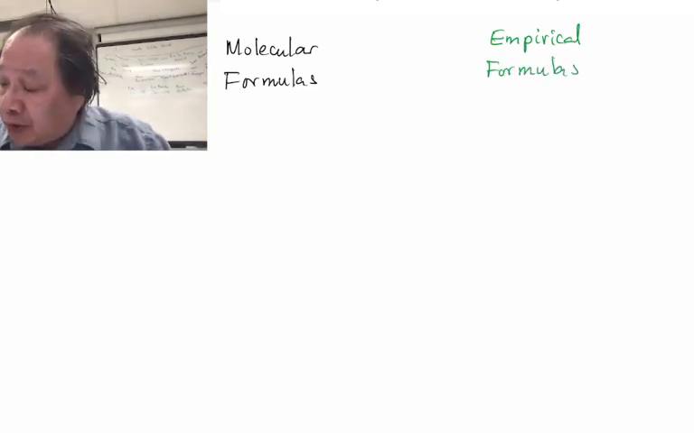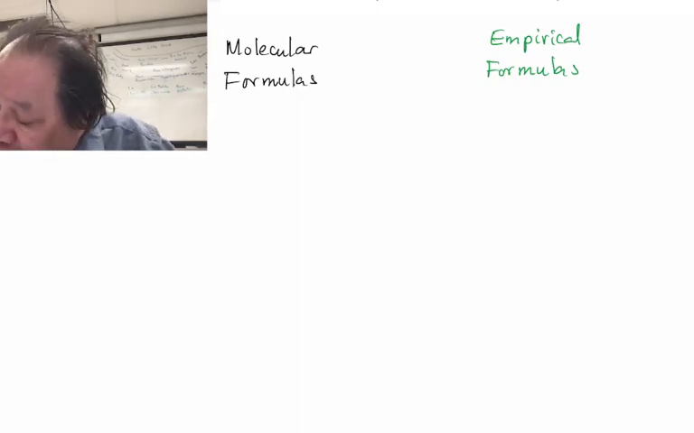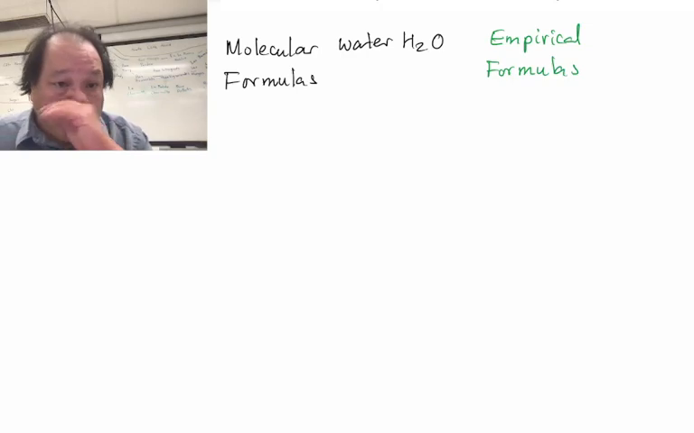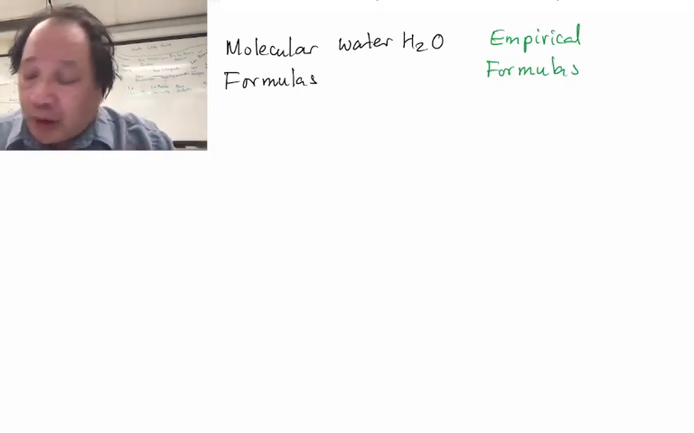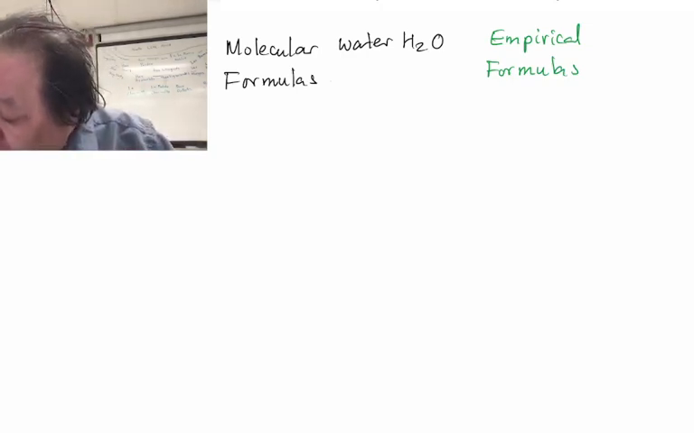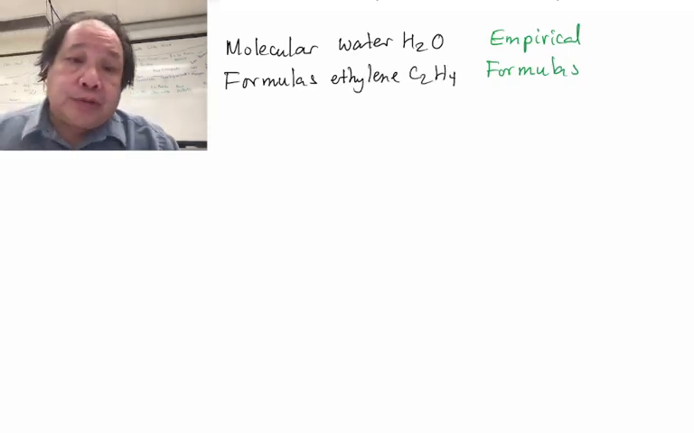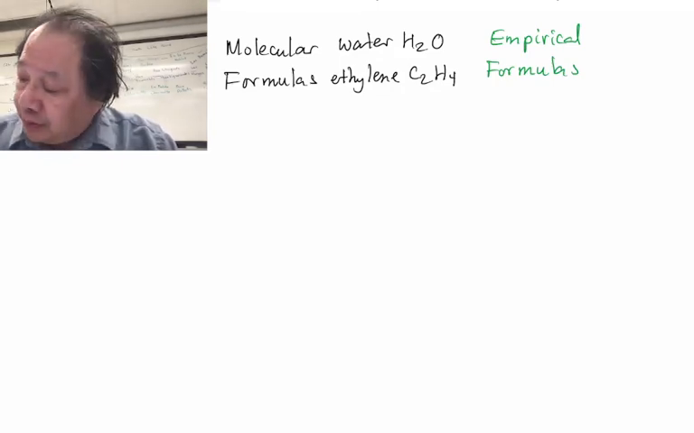For molecular formulas, for example, for water, the molecular formula is H2O. There are two hydrogens and one oxygen in every water molecule. For ethylene, another molecule, the molecular formula is C2H4. There are two carbons and four hydrogen atoms.